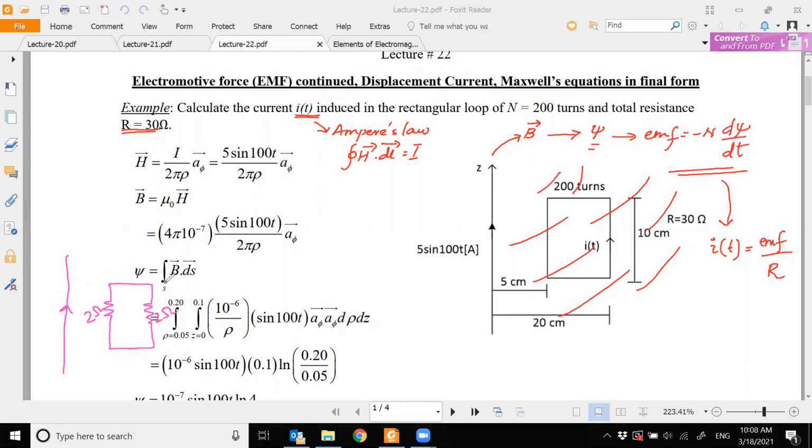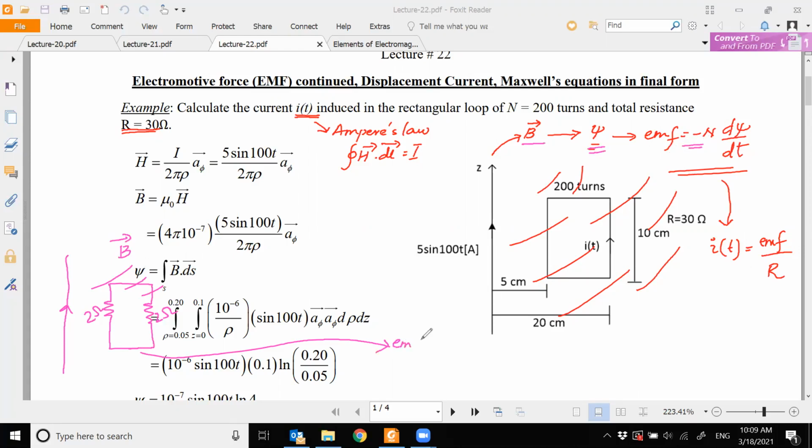Now, how can you find the current passing through this rectangular loop here? In this case, again, the idea is the same. First find the B, because this B, which will be due to this infinite line, will be external to this loop. And from that B, find flux. And from that flux, find EMF.